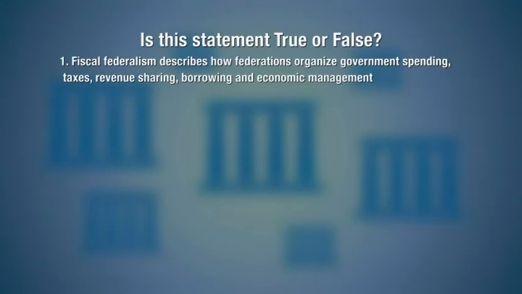1. Fiscal federalism describes how federations organize government spending, taxes, revenue sharing, borrowing, and economic management. Is this statement true or false? The answer to statement number 1 is true. All of these relate to money and the economy and are key concerns of fiscal federalism.